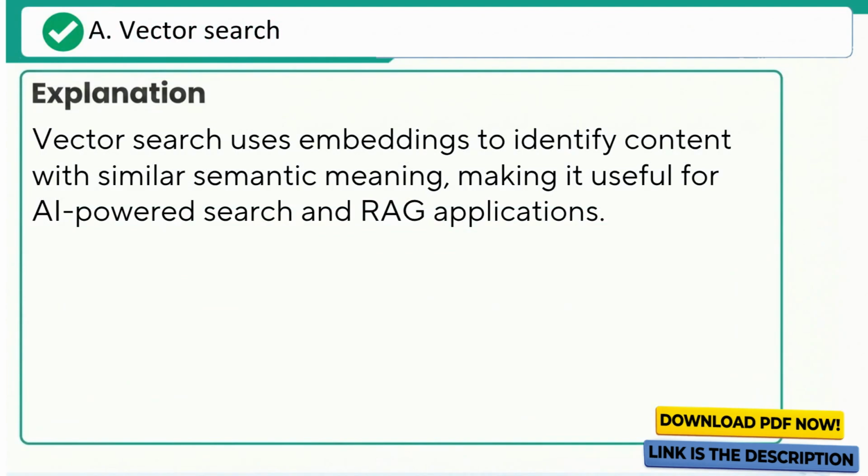Correct answer. A. Vector search. Explanation. Vector search uses embeddings to identify content with similar semantic meaning, making it useful for AI-powered search and RAG applications.